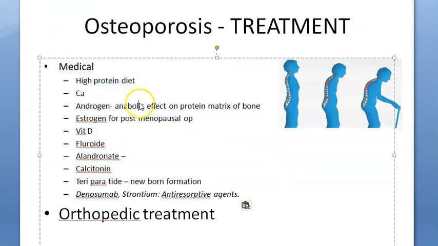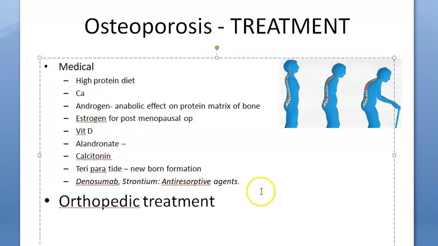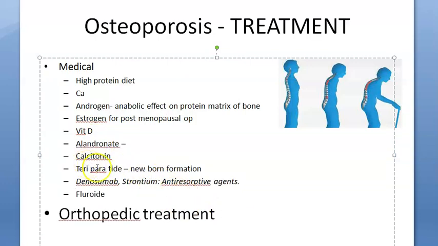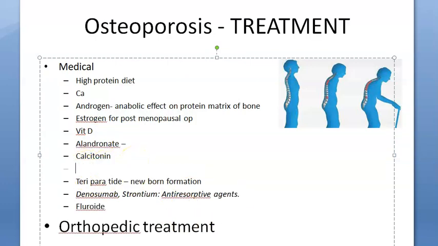Quite a lot of terminologies we have learned here. Let us learn the easy ones. You will give calcium, vitamin D, bisphosphonates and calcitonin. All these go hand in hand. Then estrogen for postmenopausal, androgen for anabolic effect, high protein diet. Fluoride is something that probably wouldn't flash in my mind very easily, so I'll put this at the end. And these are some names that you should know: teriparatide, new bone formation; denosumab, strontium as anti-resorptive agents.